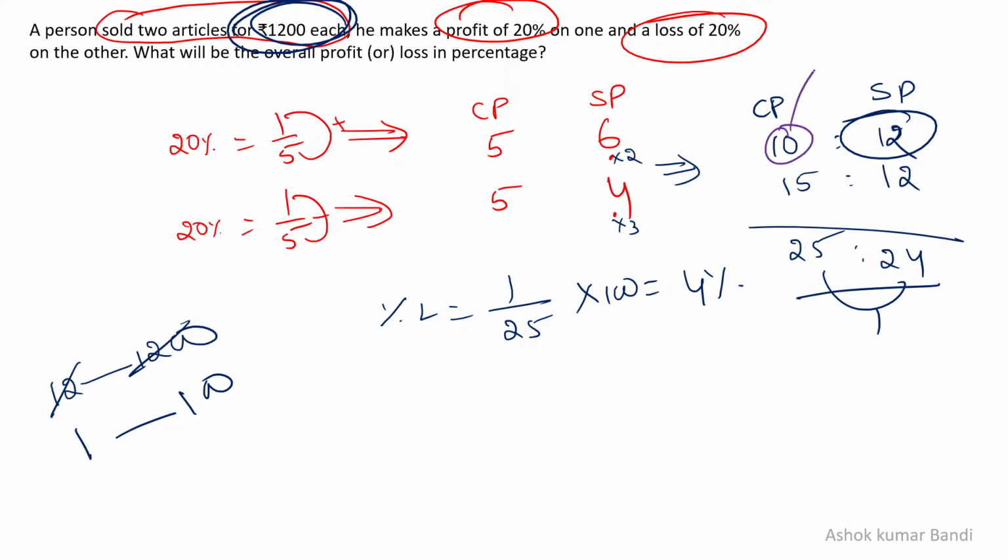CP1 is 10. So 10 into 100, 1000. So the first item cost price is 1000. The second item cost price is 1500. Loss is 100. Overall cost price is 2500. Overall selling price is 2400. Just multiply everything with 100. You will get your values. Look at the problem for 1 or 2 minutes. Then we will move on to the next one.